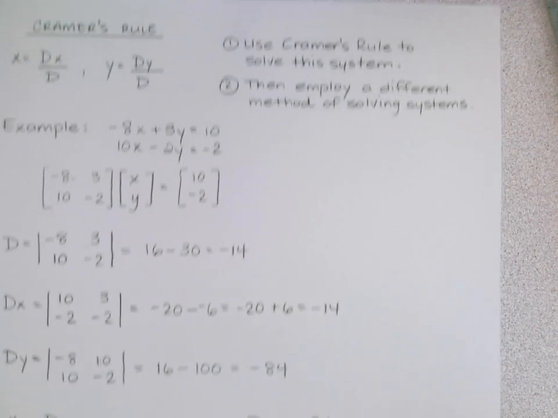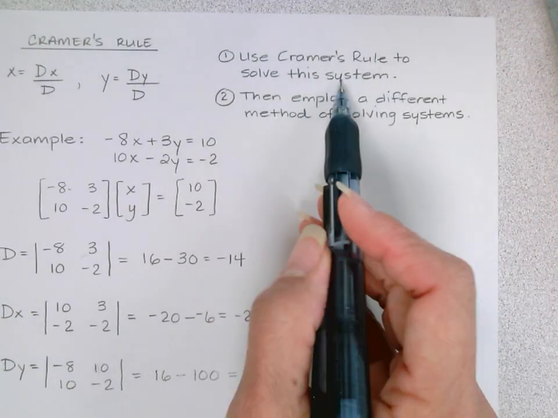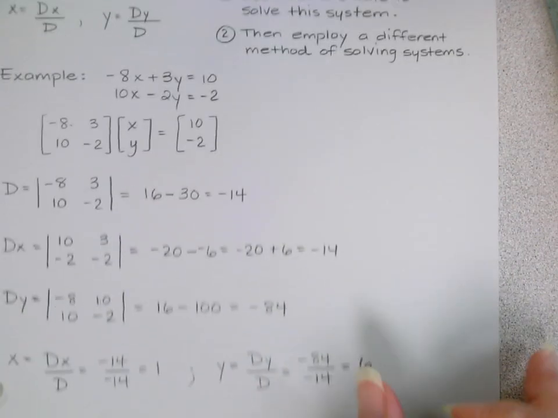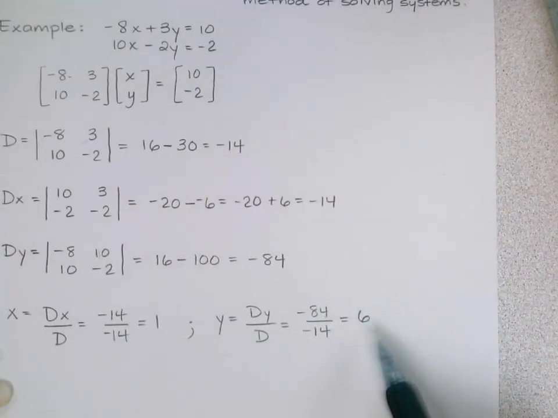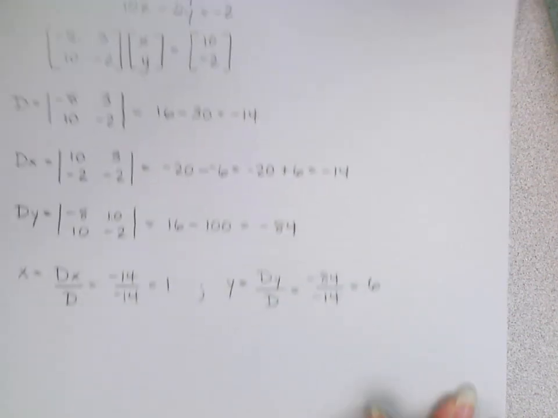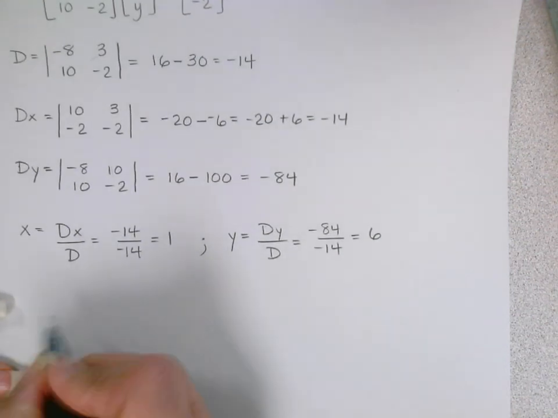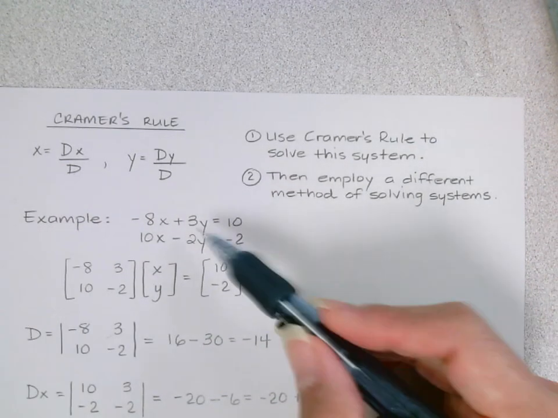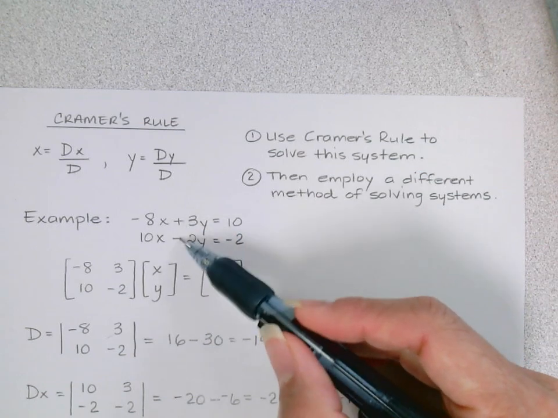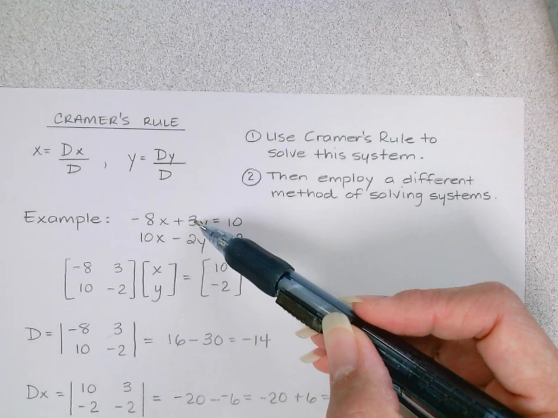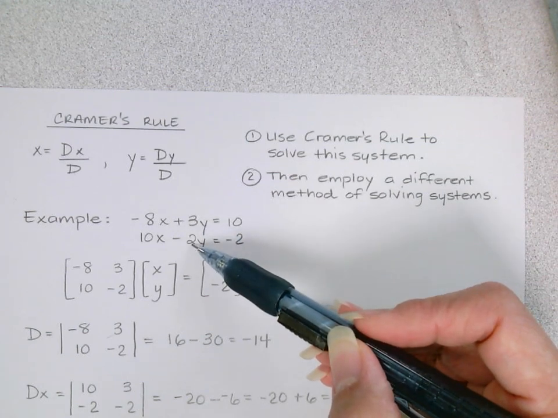Now, that's how you do Cramer's rule to solve the system. But let's employ a different method of solving systems to see if we do end up with 1 and 6 as our answer. Let us do, for instance, how about we do elimination? So how about we eliminate the y, since we already have the positive and negative. So multiply the top by 2 and the bottom by 3.